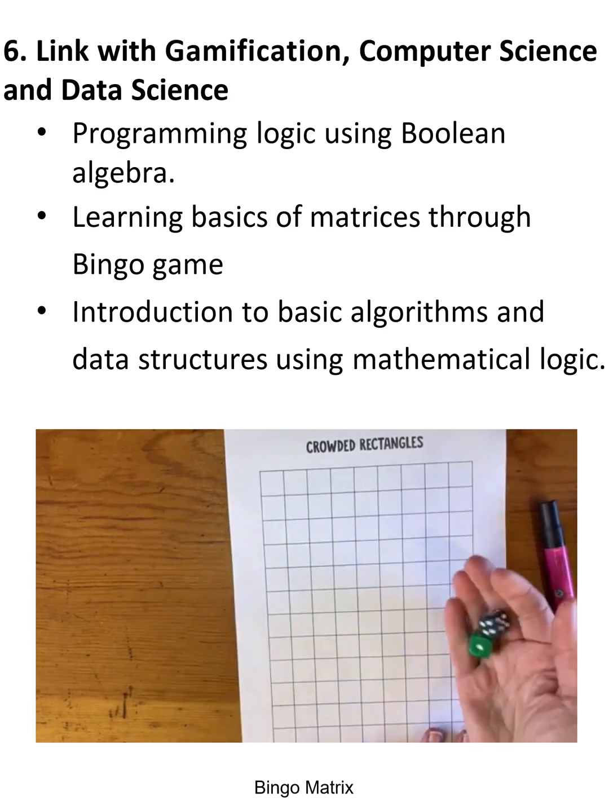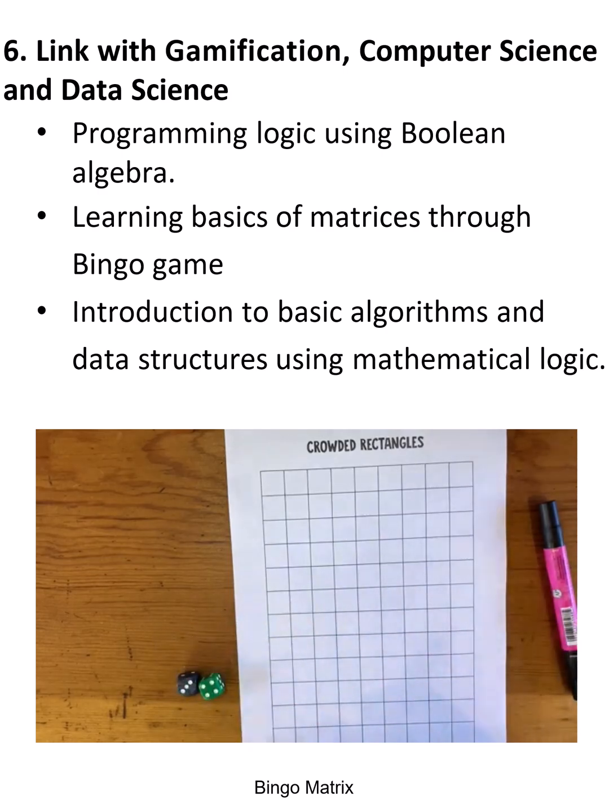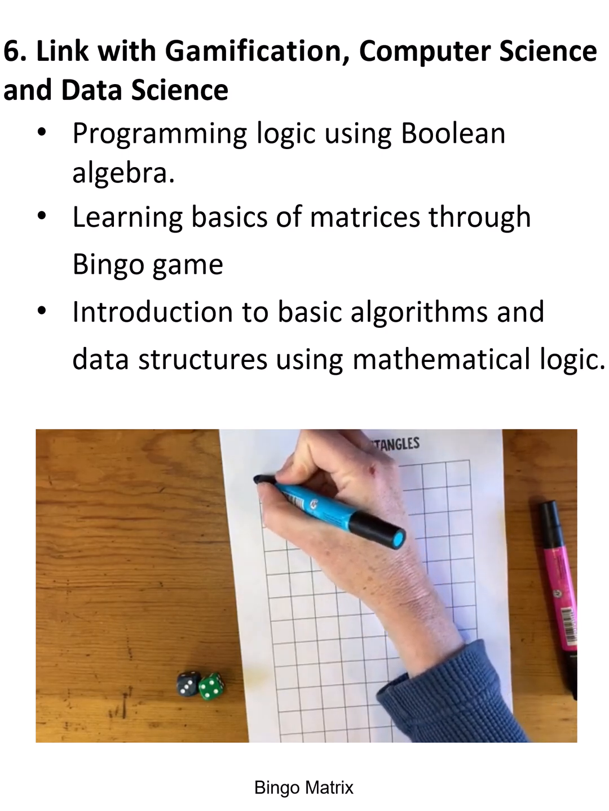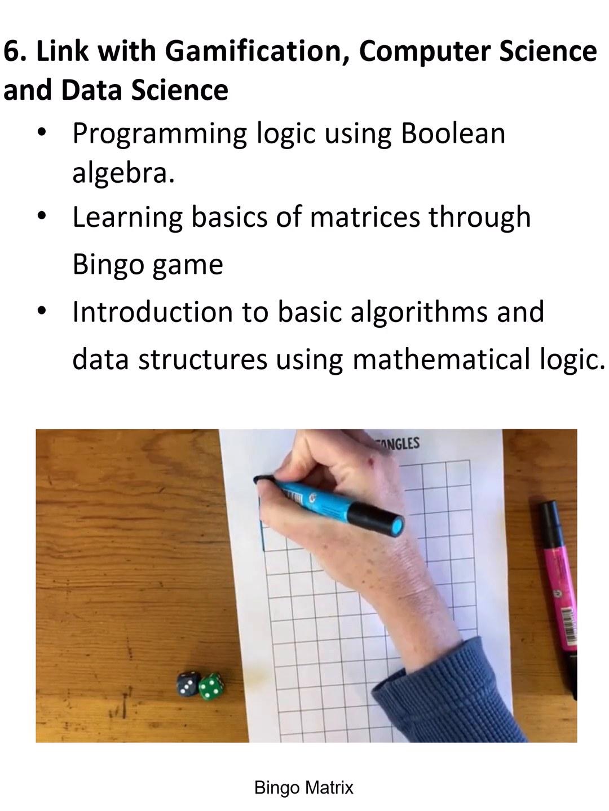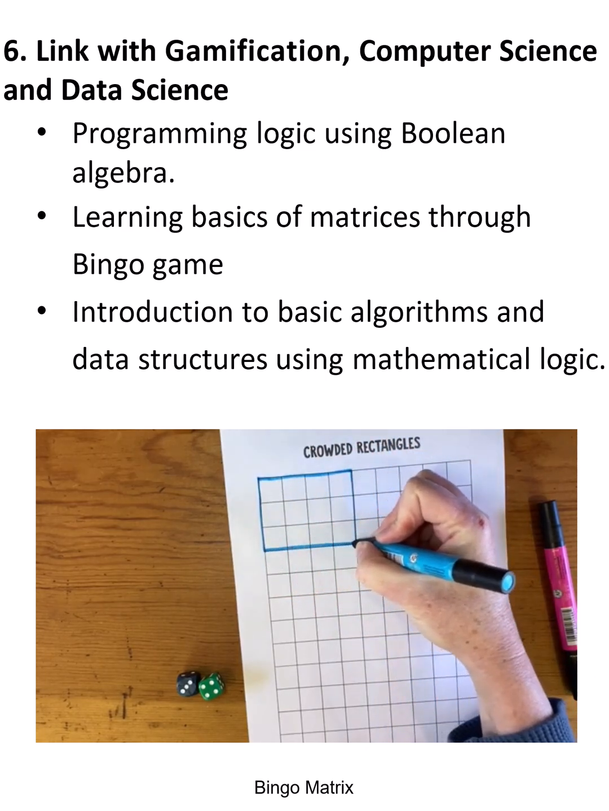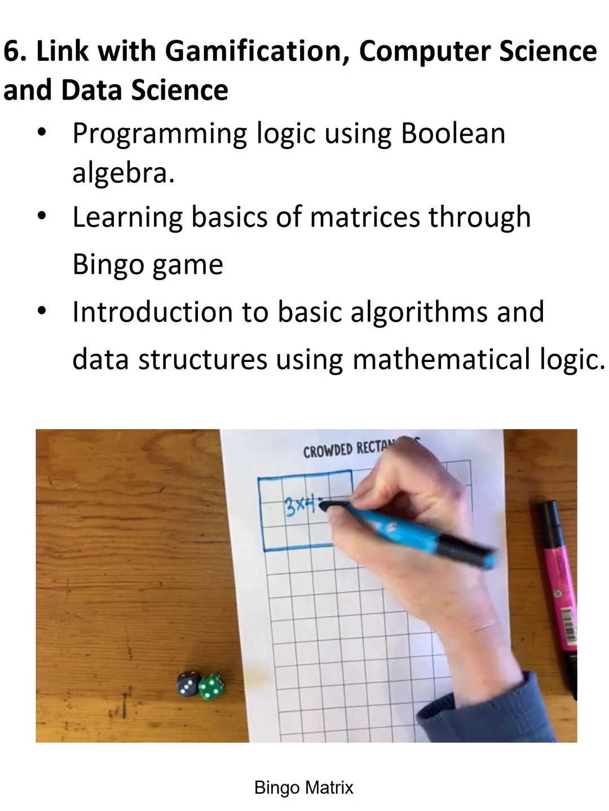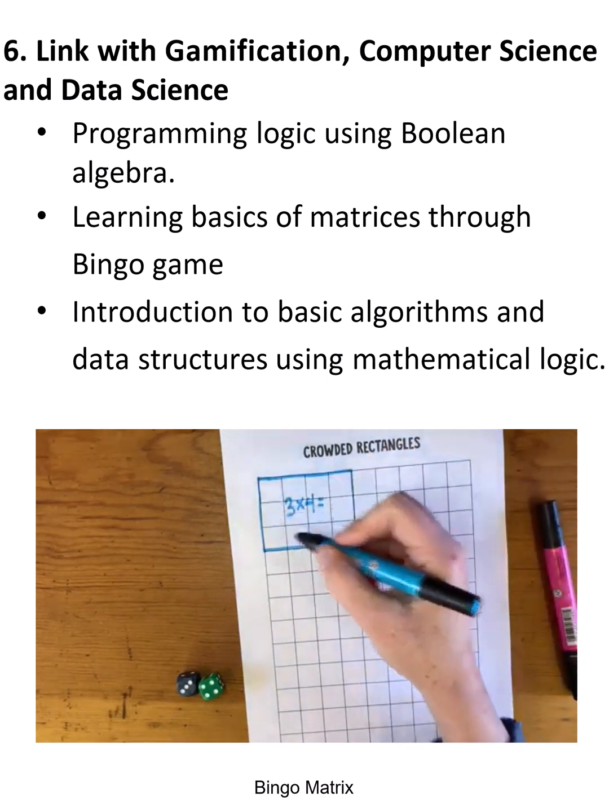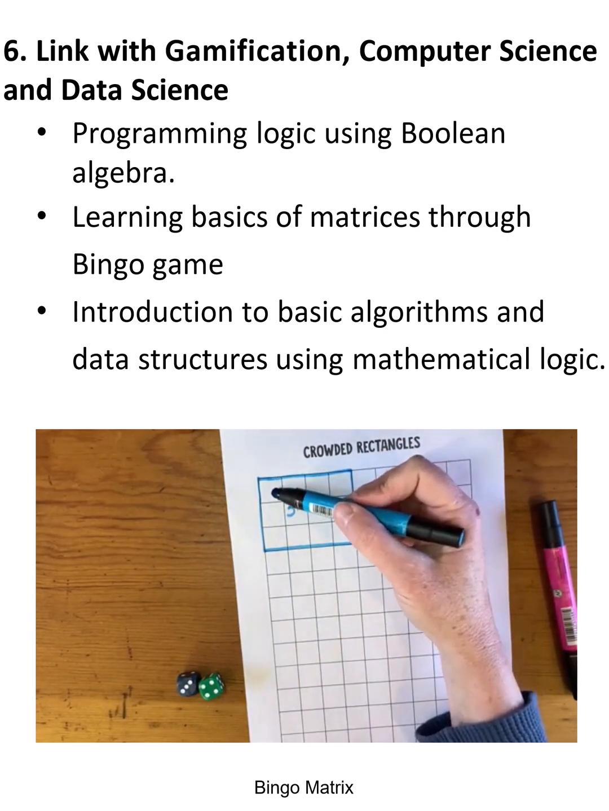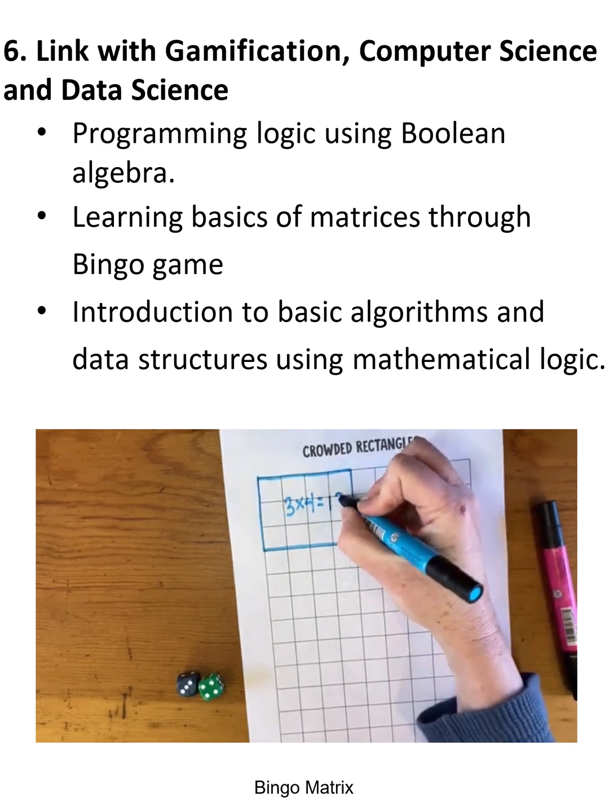So the first player will roll. They got a 3 and a 4. So we'll say that's player blue. They're going to make a rectangle that has 3 squares down and 4 squares across. And they're going to write the multiplication problem, 3 times 4. Now, if you make a rectangle and you don't know the answer to your multiplication problem, you can just count the squares. 1, 2, 3, 4, 5, 6, 7, 8, 9, 10, 11, 12.